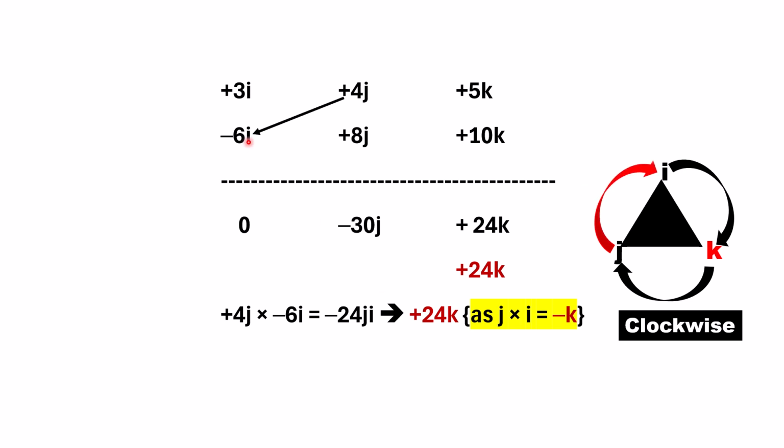Now next we are multiplying 4j into minus 6i. Now 4 into minus 6, minus 24. Now j into i, look at the red arrow animation. j to i, you are moving clockwise. So clockwise means negative, so you will get minus k. Multiplying any two vectors gives you the third vector, but because you are moving clockwise, j into i gives you minus k. So minus 24 into minus k is plus 24k. So write plus 24k in the column for k. Then we will proceed with the next step.